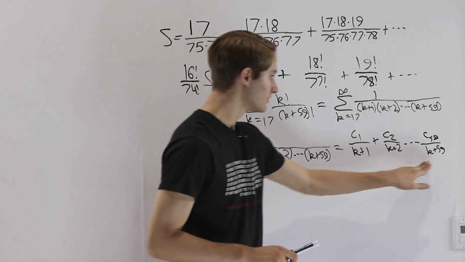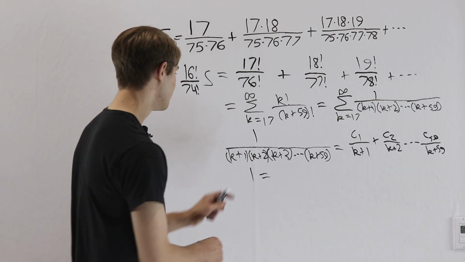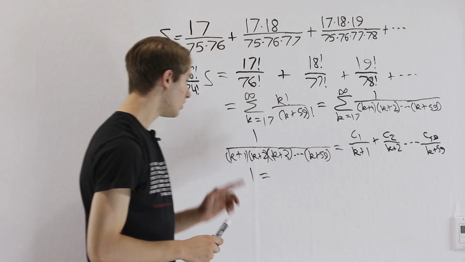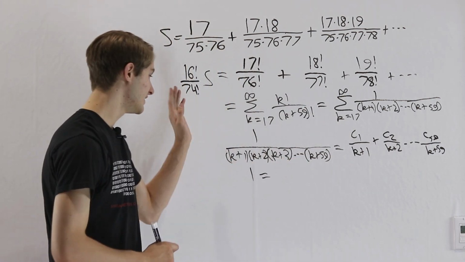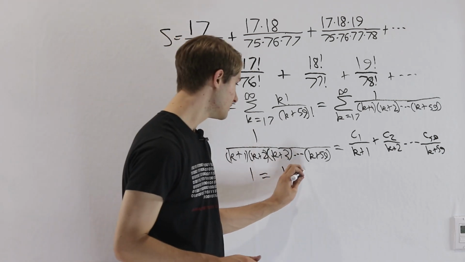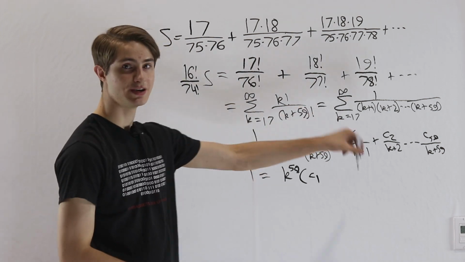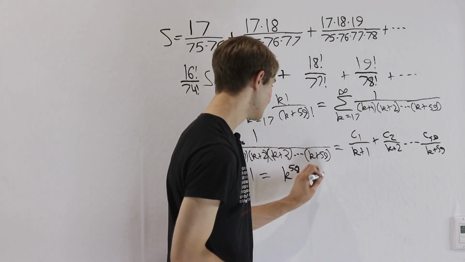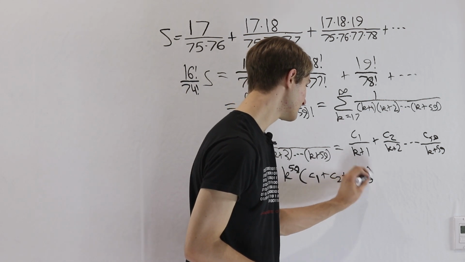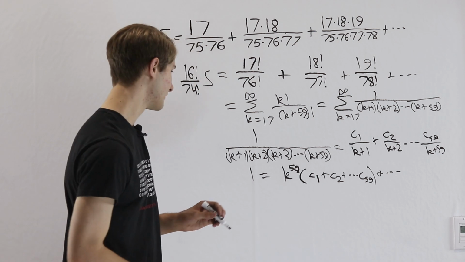In each of these terms on the right here, in order to get k to the 58th, because one of these 59 things is going to cancel in every case, all of the other ones are going to have to take the k to the 58th. And then that leaves you only with the constant multiple. So for this one, we get c1 times k to the 58th. For the next one, we get c2 times k to the 58th. And so on, c59 times k to the 58th. And then plus whatever else is over there.